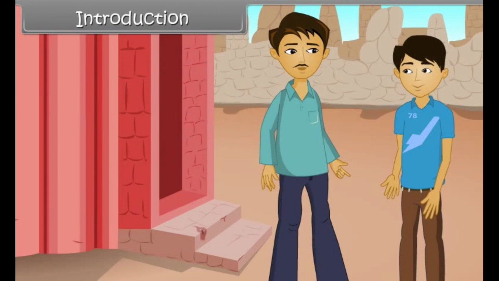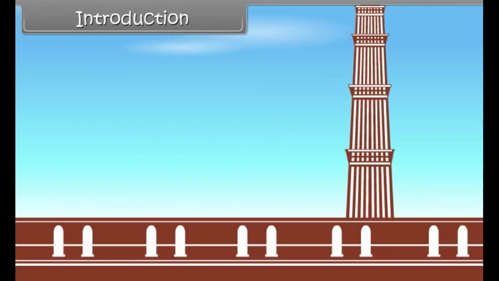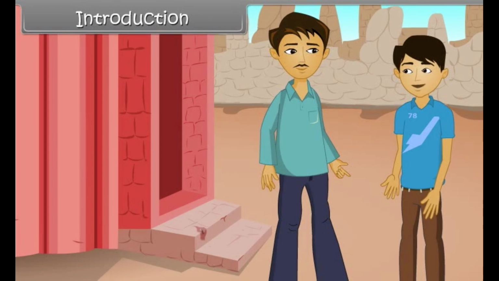Look son, this is Qutub Minar. You know how high it is? No. Okay, I will tell you. It is 72.5 meter tall.